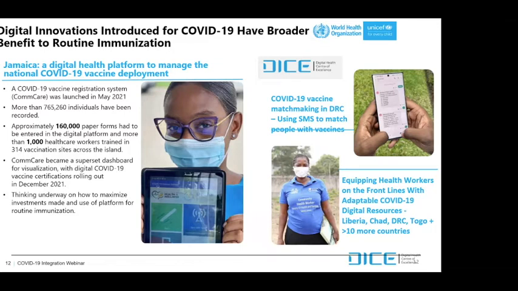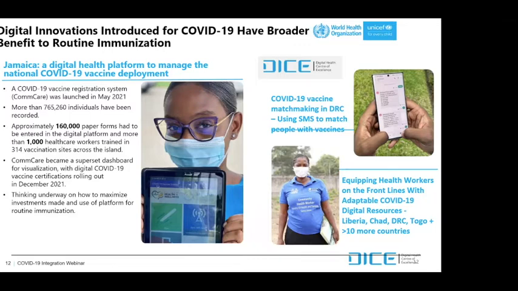There's also another example, COVID-19 vaccine matchmaking in DRC using SMS to match the target population, and equipping frontline health workers with adaptable COVID-19 digital resources in certain countries like Liberia, DRC, and Togo. So these are a few examples of what has happened. Hopefully, these are innovations that could be scaled up to impact not only routine immunization services, but PHC and other health delivery platforms as well. So I hand over to my colleague, Alba from WHO, who will now complete the second part of the presentation. Alba, over to you. Thank you.